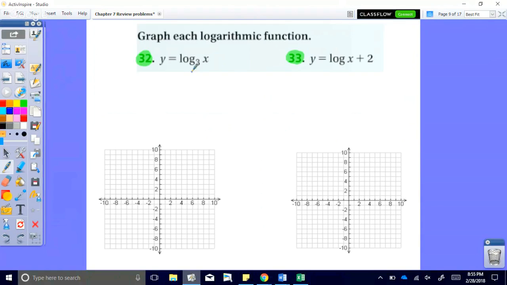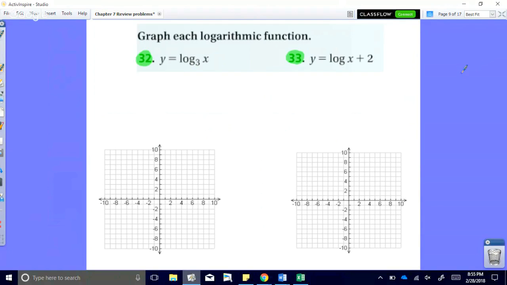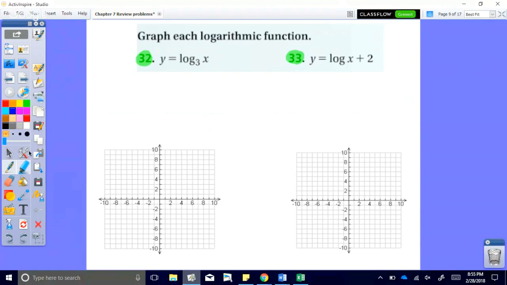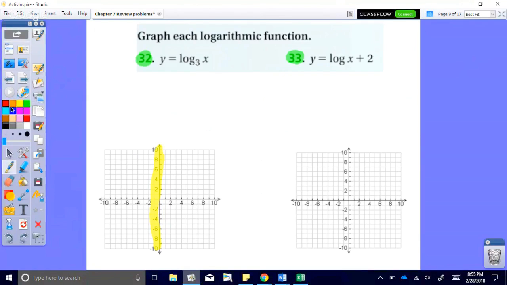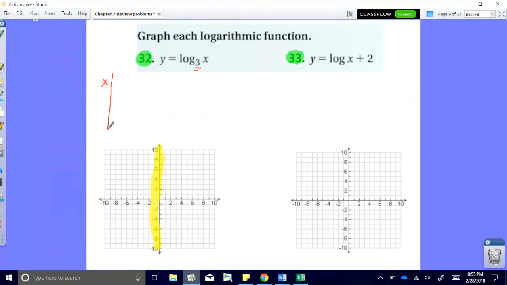Graph each logarithmic function. So again, the big difference between logs and exponential functions is the asymptote. Where for exponential functions the x-axis was the asymptote, for this logarithmic function the y-axis is going to be the asymptote. And the way that we said to graph them is we're going to use what we know about exponents. So here the base is 3. So I'm going to make a 3-point t-chart of 3 to the x. I'm going to use exponentials. So I'm going to plug in -1, 0, and 1.